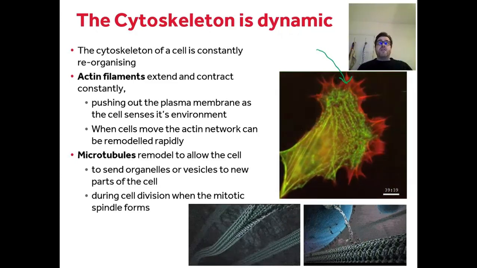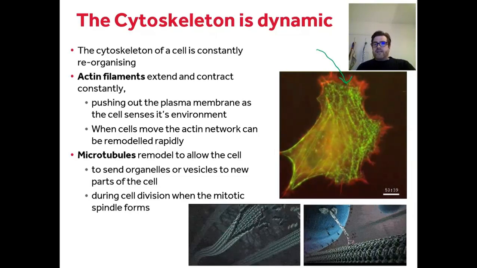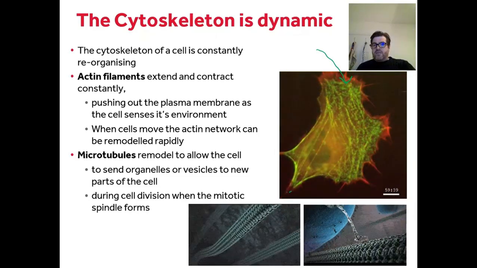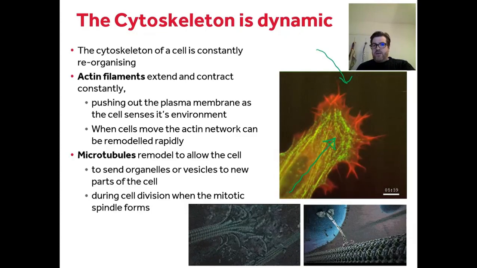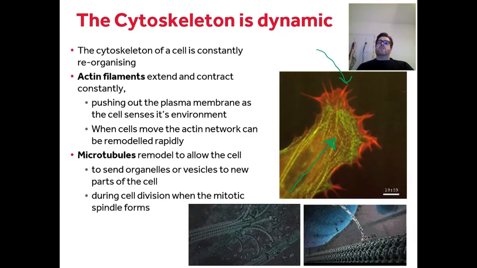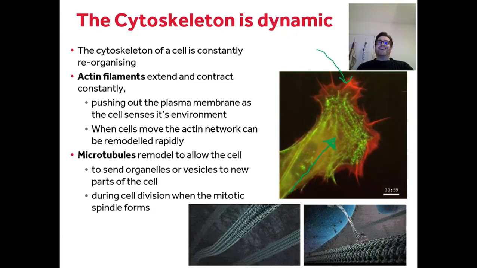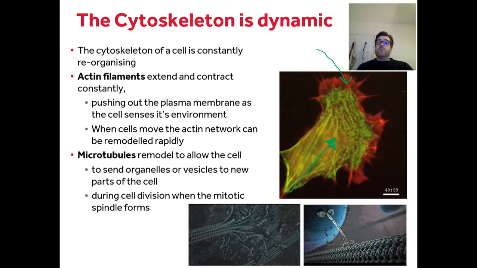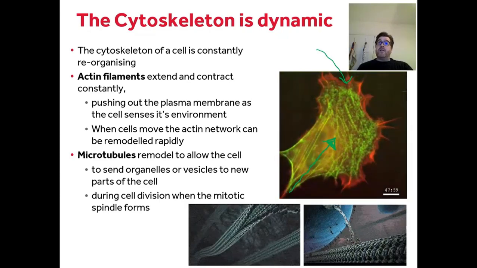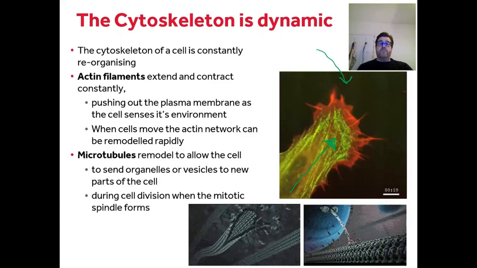find a neighboring cell. And when cells move, like this cell was, hopefully you can see in the video that the cell is moving in this direction. You can see that the actin network can actually be remodeled incredibly rapidly to enable that movement. We'll talk more about cell movement again.